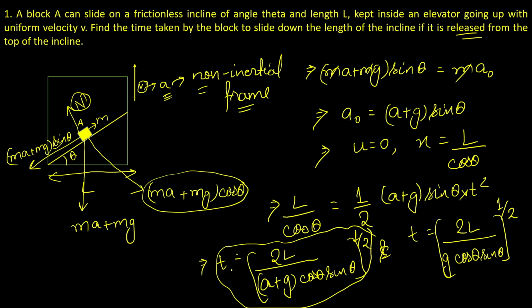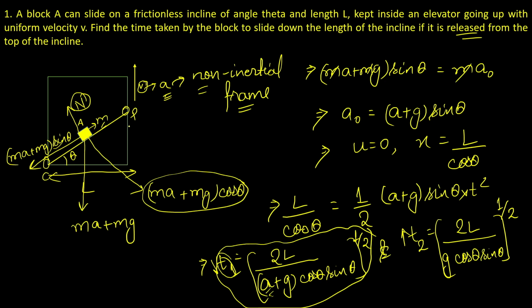So compare the time, this is t1 and this is t2. What do you think, which time is greater? Well, this a is basically positive in the upward direction because the lift is actually going upward, so this denominator is more, so t1 will be less, but this t2 will be more. So when the lift is accelerating upward, it will take lesser time for this mass m to go from this point P to this point C.